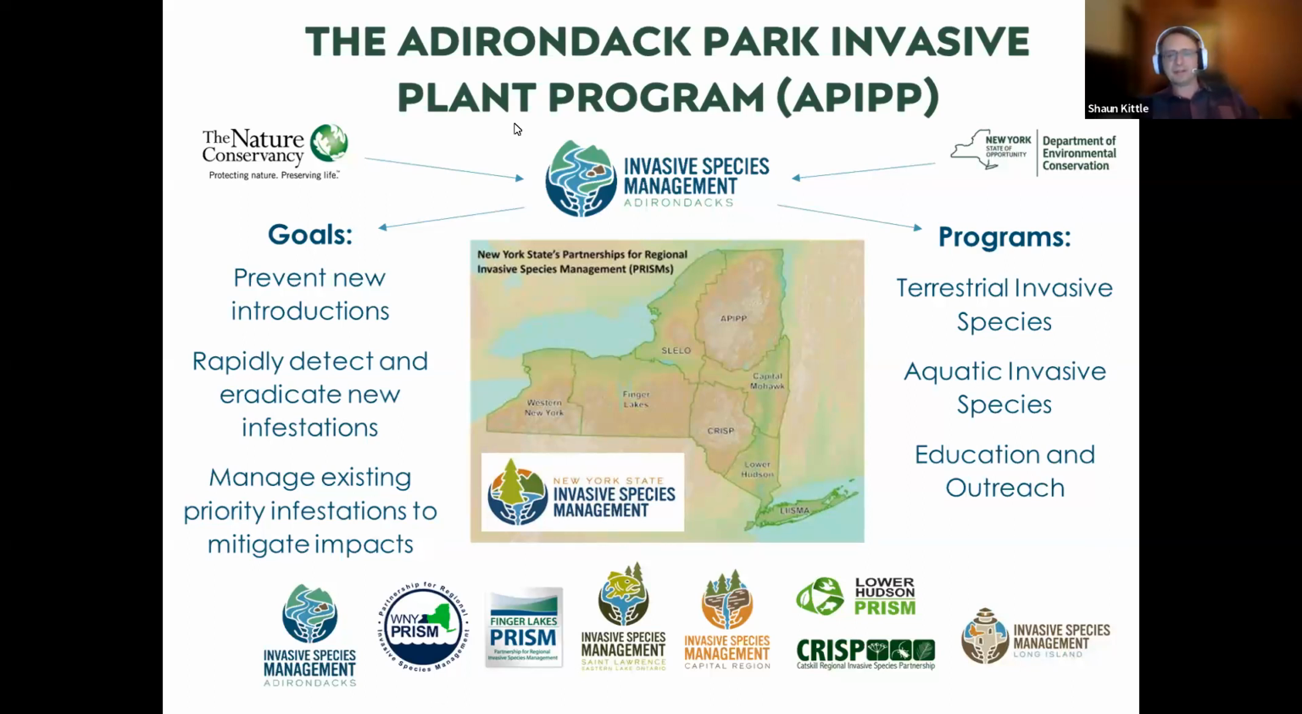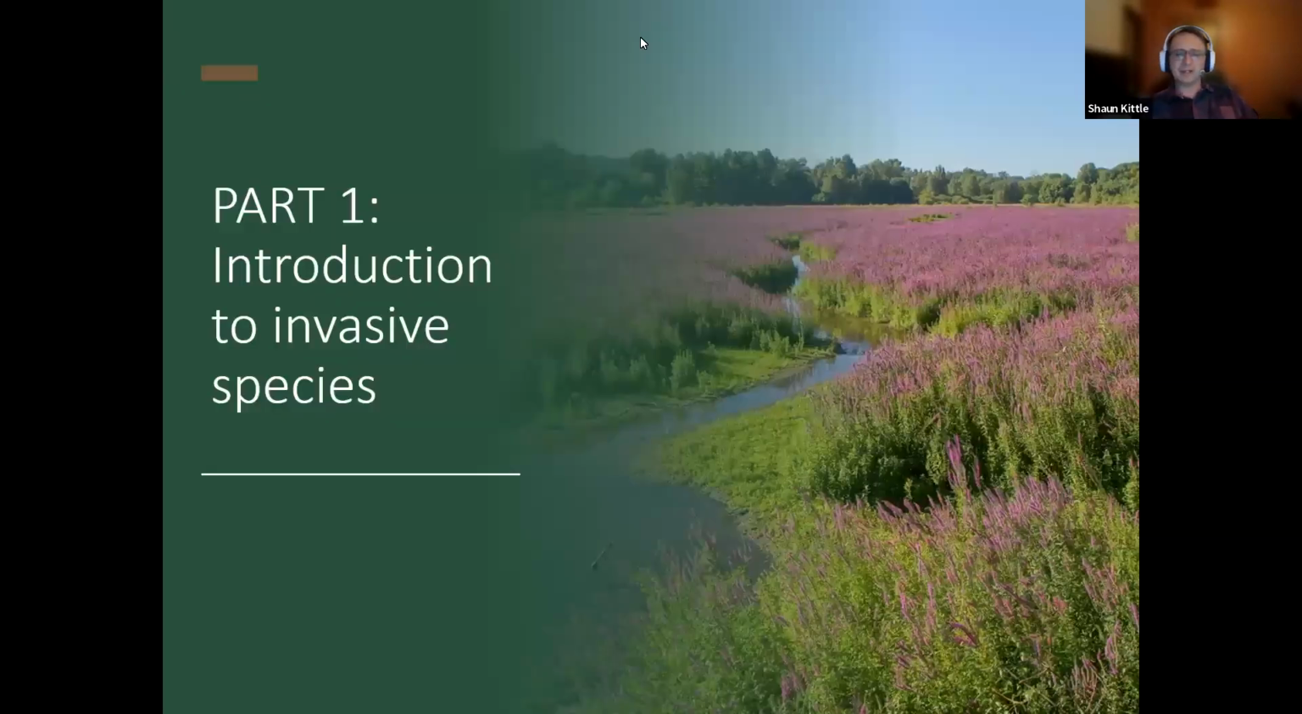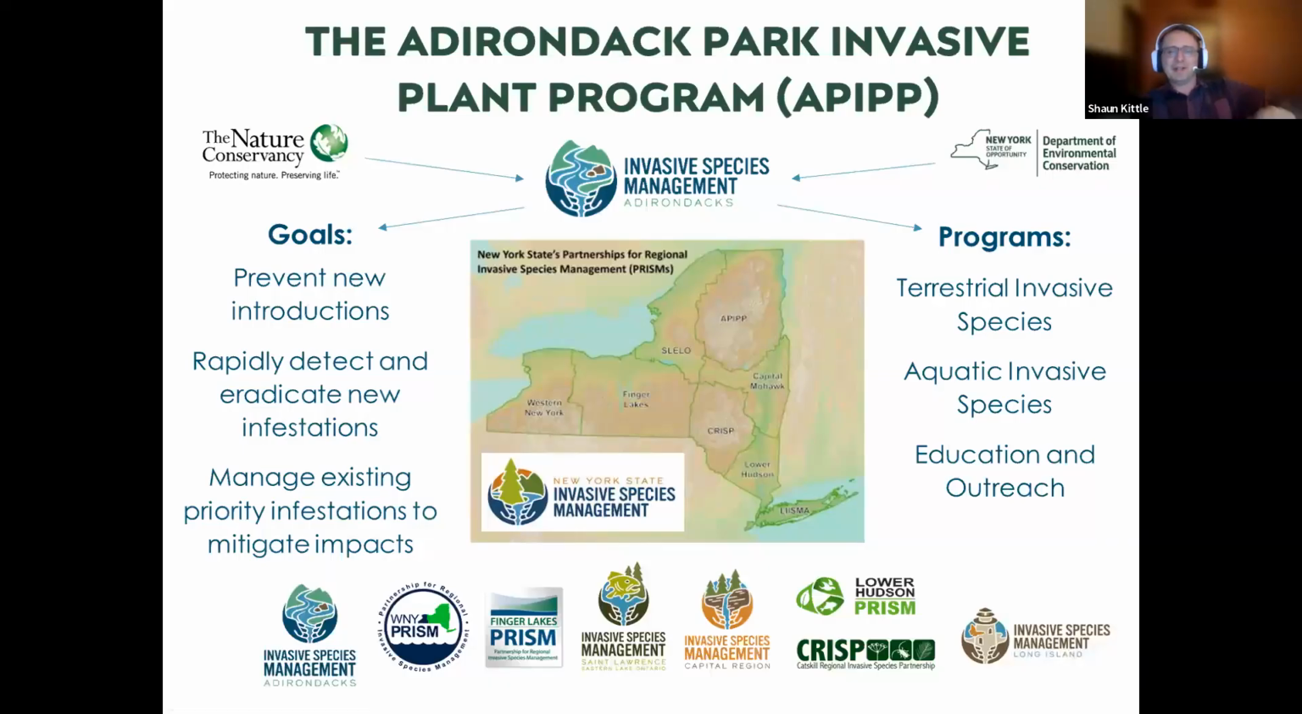So APIP was first established about 25 years ago. Since then, the effort has become statewide, and we are now part of a larger network of 8 PRISMs throughout the state. That's PRISM. It stands for Partnership for Regional Invasive Species Management. APIP is hosted by the Nature Conservancy, and we are funded by the Environmental Protection Fund, as administered by the State Department of Environmental Conservation.